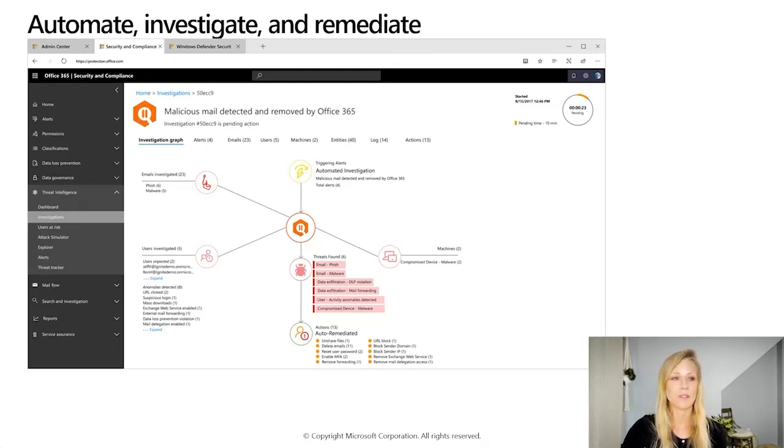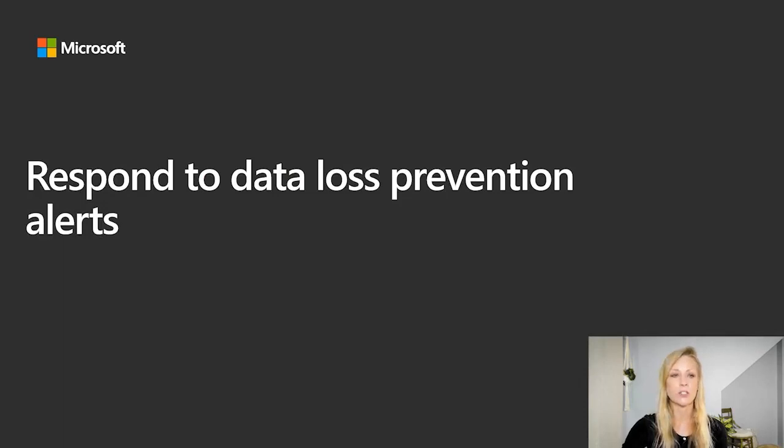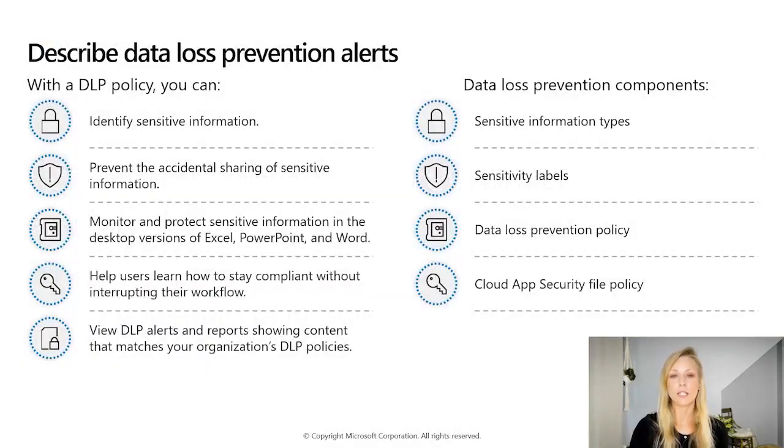Moving on, we'll talk about how to respond to data loss prevention alerts. So one of the key areas when it comes to protecting our assets is really protecting that data. So part of the Defender capabilities include data loss prevention, or DLP. So with a DLP policy, you can identify sensitive information across many locations, such as Exchange Online, SharePoint Online, OneDrive for Business, and Microsoft Teams.